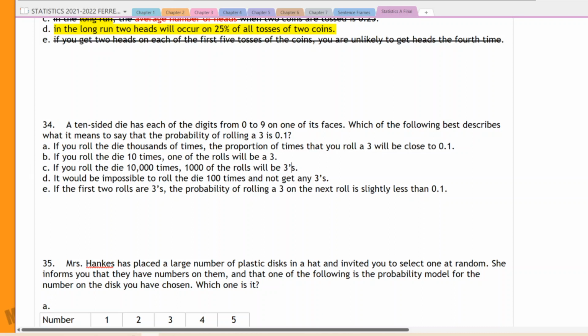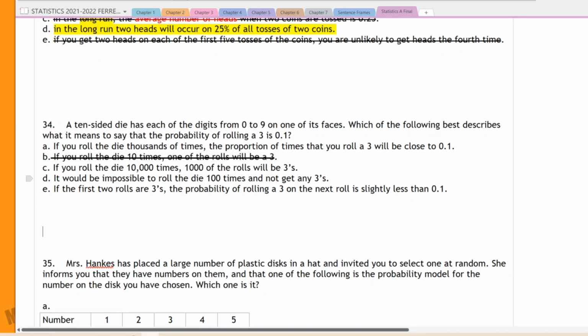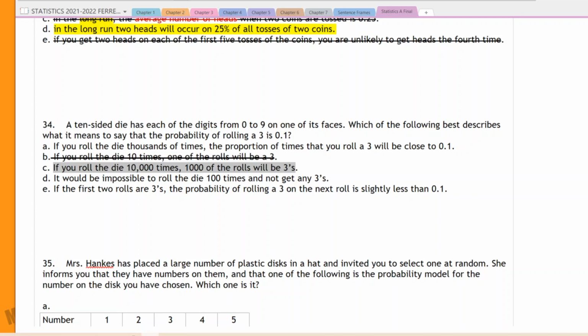Let's count out the rest of these just to make sure. I don't want to make another mistake like we did on 33. If you roll the die 10 times, one of those rolls will be a 3. That just seems too much like it's deterministic, like there has to be a 3 in those 10 times. Same thing with letter C. If we roll the die 10,000 times, 1,000 of the rolls will be 3s. That seems like it's saying for sure, without a doubt, 1,000 of the rolls would get a 3.